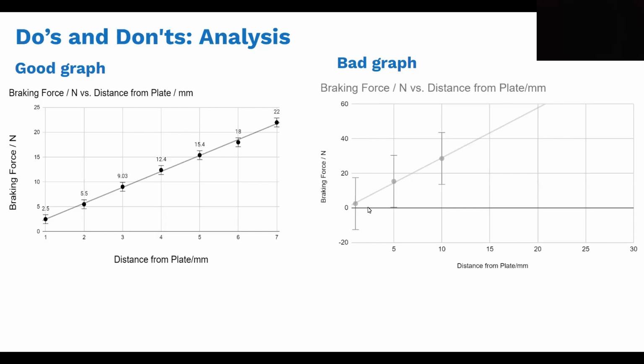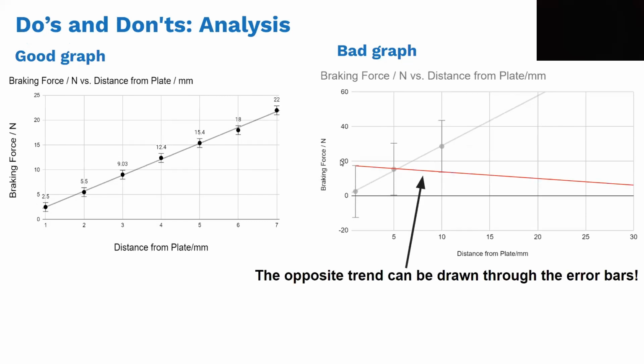But perhaps the most egregious thing about this bad graph is this. You can draw an opposite trend through the error bars. The bad graph is suggesting that there is a positive and increasing linear line that connects these 2 data points. However, these error bars are so big that it's possible for me to draw the literal opposite of this trend through the error bars.